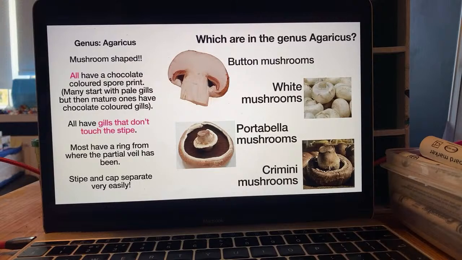Okay, here is all that information for you. Have a go. You've got 4 mushrooms here that you quite often find in the supermarket. Which of these do you reckon are in the genus Agaricus? Obviously, you're not going to be able to tell if they're growing in a fairy circle or if they're growing on wood, but Agaricus mushrooms all have a chocolate-coloured spore print. They've all got gills that don't touch the stipe. They're all mushroom-shaped. What do you reckon? Button mushrooms, white mushrooms, portobello mushrooms, crimini mushrooms. Which one of those are Agaricus?